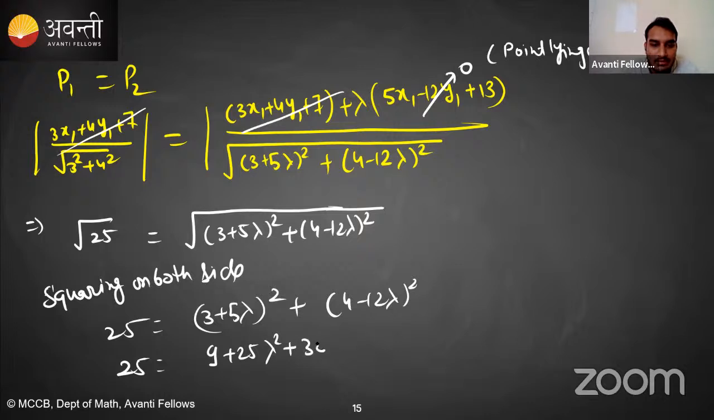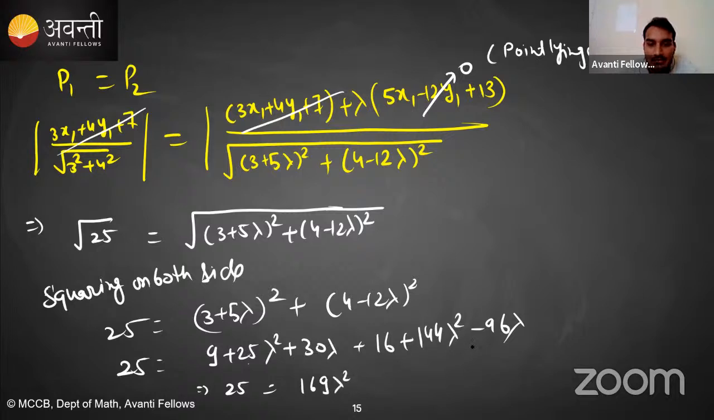2ab, which is 30 lambda, plus again a square plus b square minus 2ab. 12 into 4, 48 into 2, 96. So minus 96 lambda. So what you are getting? 25 is equal to 25 lambda square plus 144 lambda square, 169 lambda square, 30 lambda minus 96 lambda, minus 66 lambda, plus 16 plus 9, 25. So 25 and 25 get cancelled out.